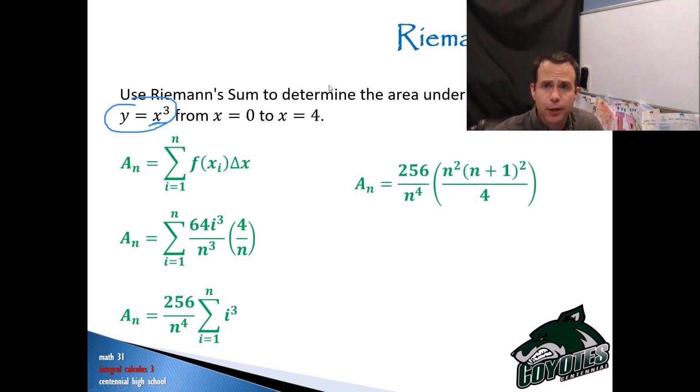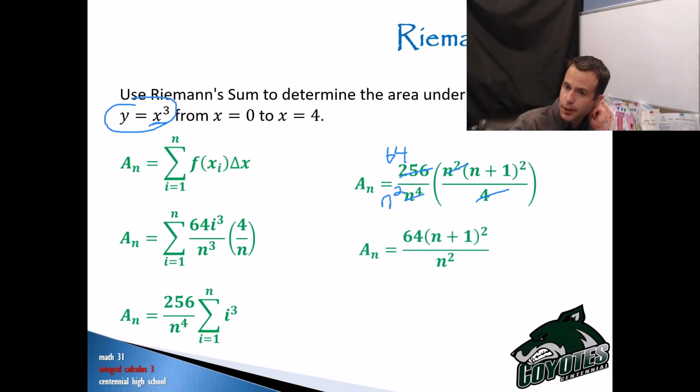Now, before I get going here, let's clean a few things up if possible. I know that 256 divided by 4 will put me back to that 64. And I know that n squared over n to the 4 would give me n squared on the bottom. So that's going to give me just a little bit of a cleaner look here, 64 times n plus 1 squared all over n squared. Now I'll go and do the n plus 1 squared. So that'll be n squared plus 2n plus 1.